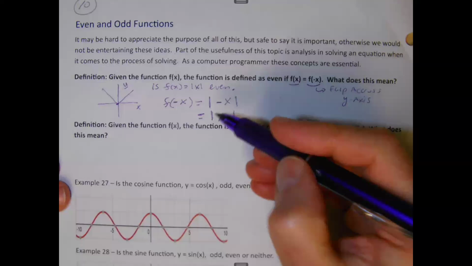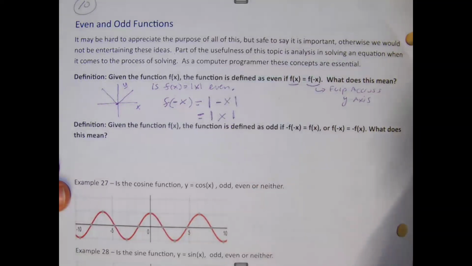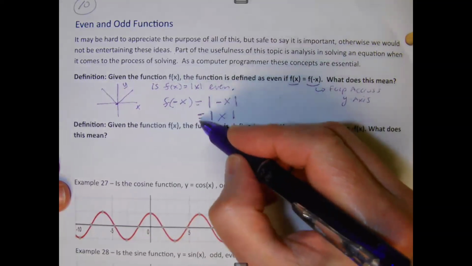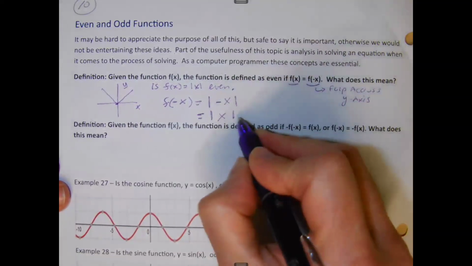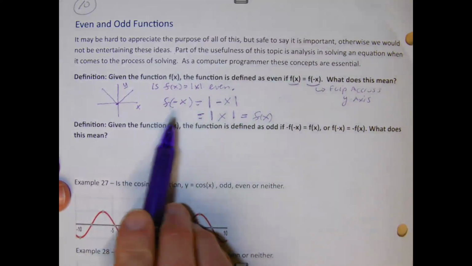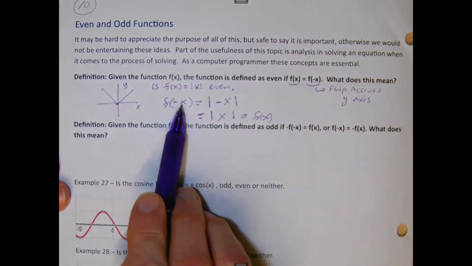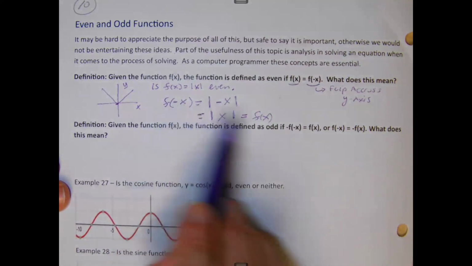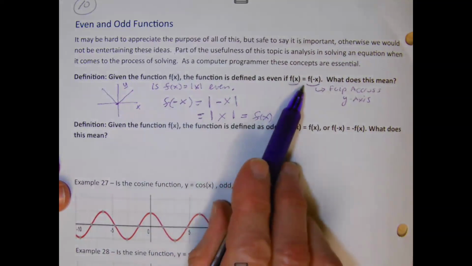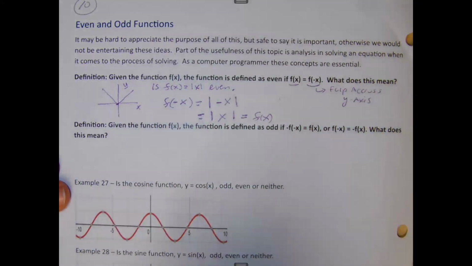So whether I use the opposite of x or just the absolute value of x, the result will be the same, thus the equal sign, which means that this is f of x, and there you have it. This is even because when I change that variable to the opposite of, it doesn't do anything. I go back and I have the original function. Nothing has changed. So this is even.